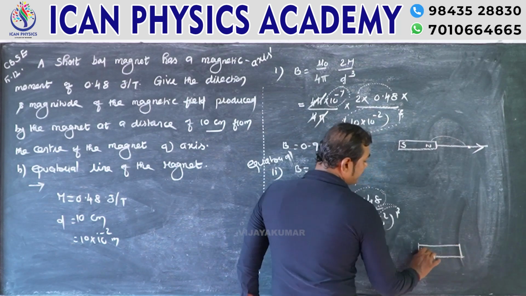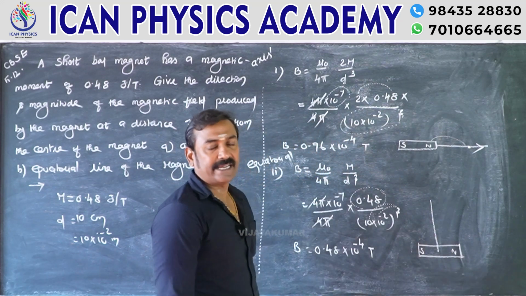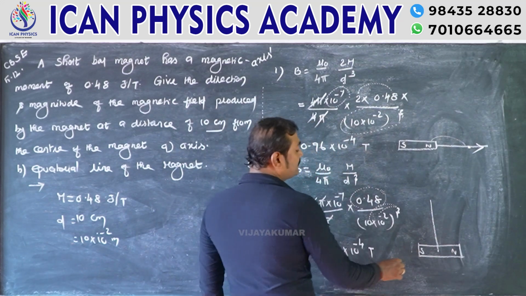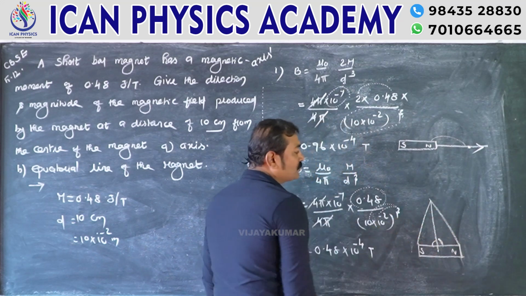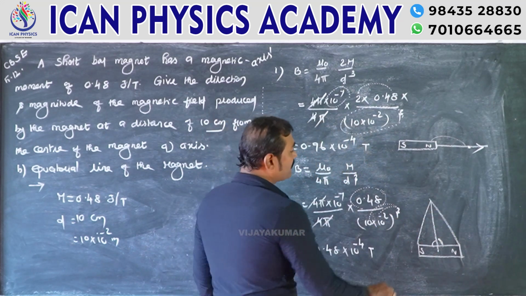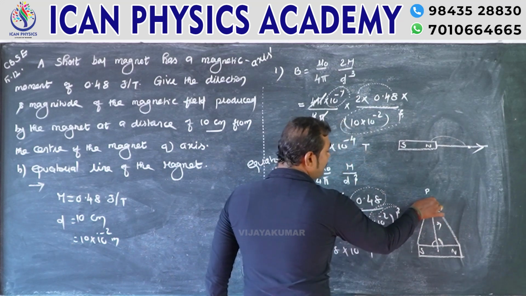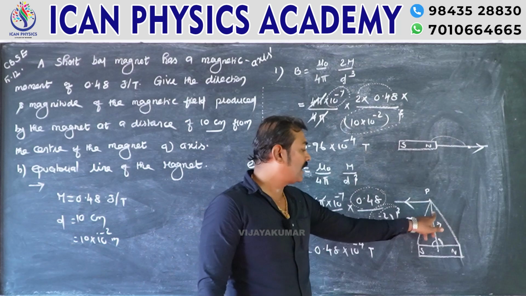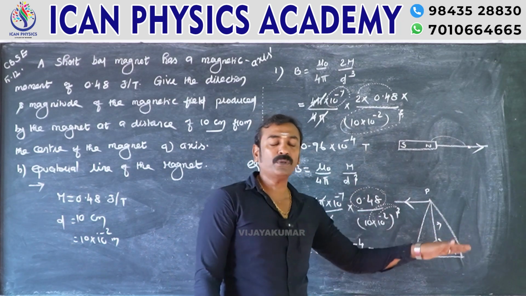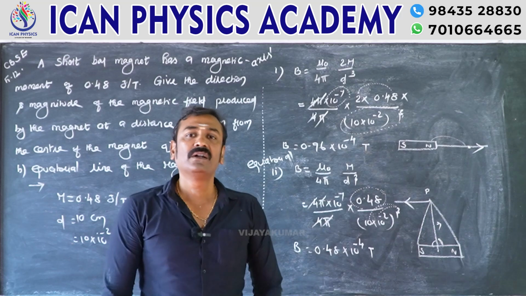So it's north pole and it's south pole. The line which makes 90 degrees with the axis is the equatorial line. The north pole and the south pole both produce the magnetic field at the point P at a distance of r. So the resultant field is acting in this direction, that is north to south, opposite to the direction of the magnetic moment. Okay.